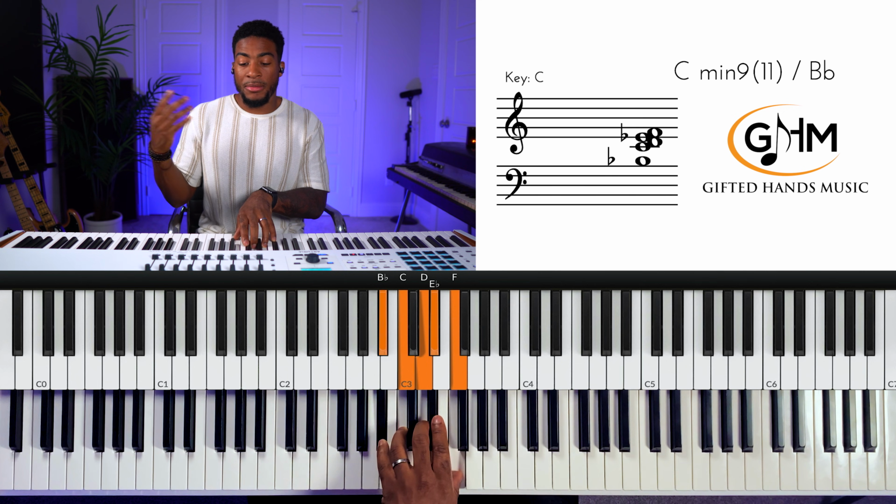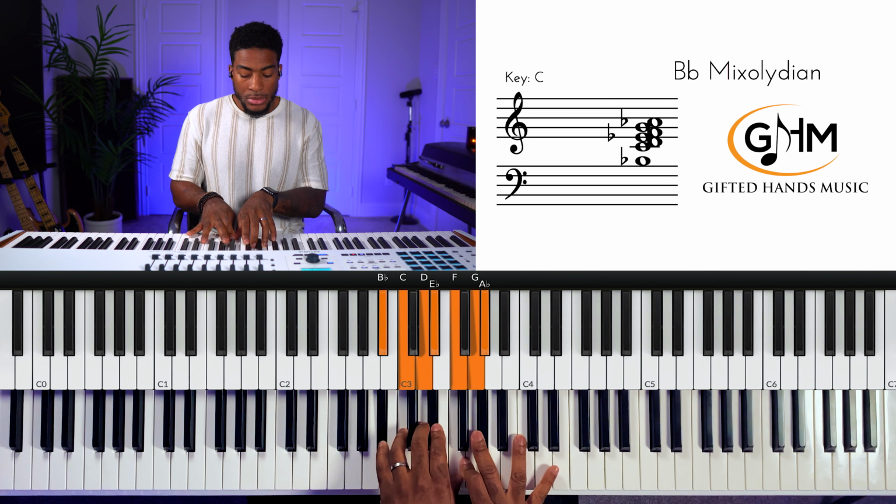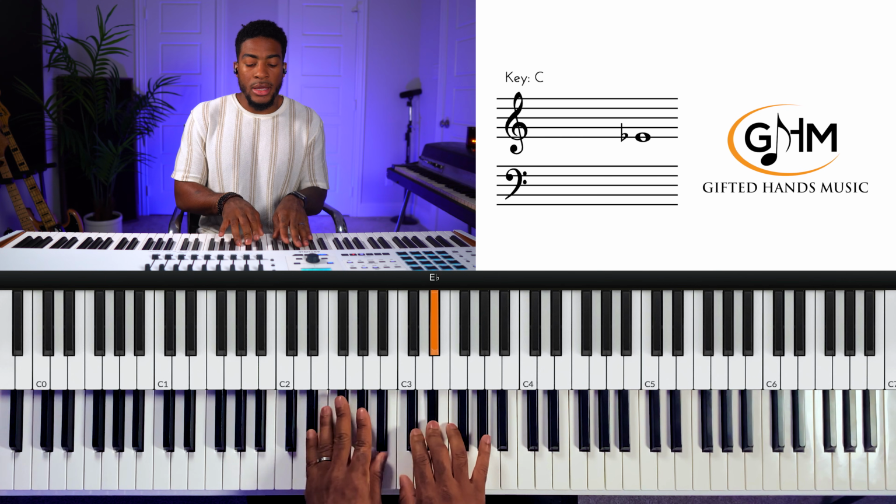It could be a movement, it could be a lick, it could be a run, it could be even structuring chords based off of this mode, right? But whatever you want to do.